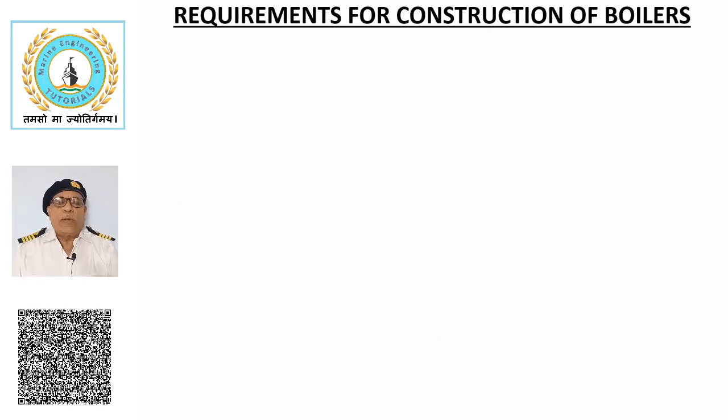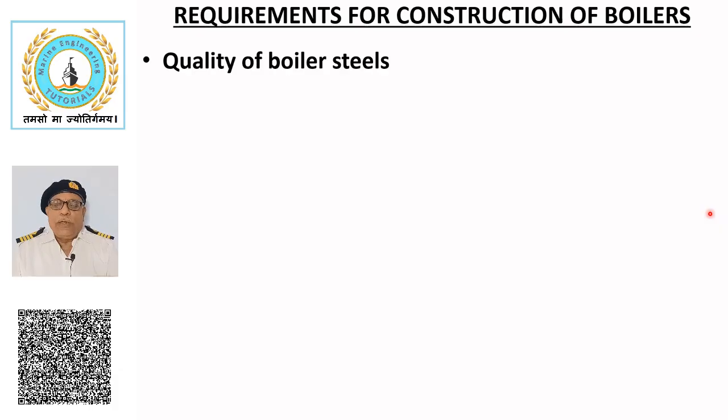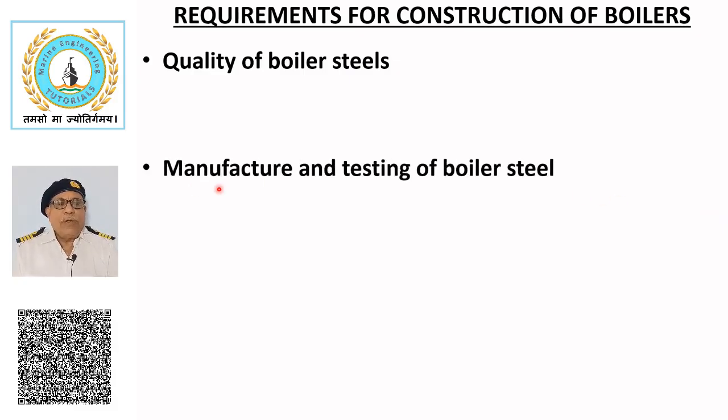Requirements for construction of boilers. Quality of boiler steels. Boilers use low carbon steels of high quality and good weldability as per the temperature requirement. Manufacture and testing of boiler steel. Boiler steels are manufactured and tested to the specified codes and should be procured only from approved manufacturers. Thus, all the pressure parts materials in the boiler must come from fully recognized sources and meet minimum quality standards.